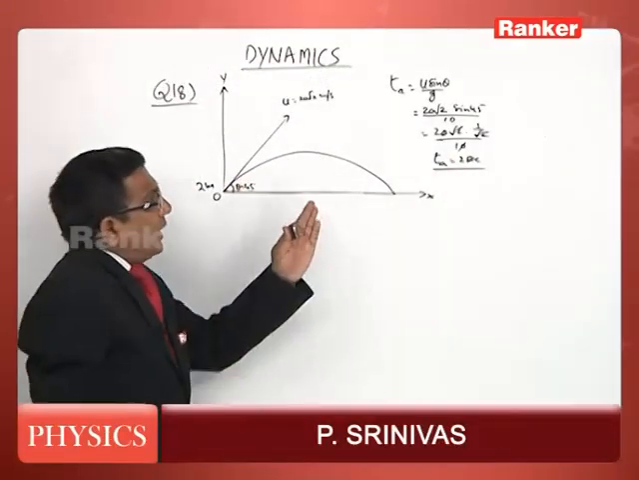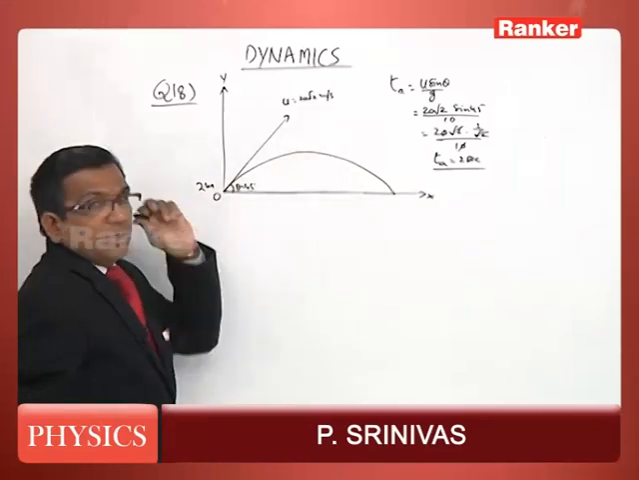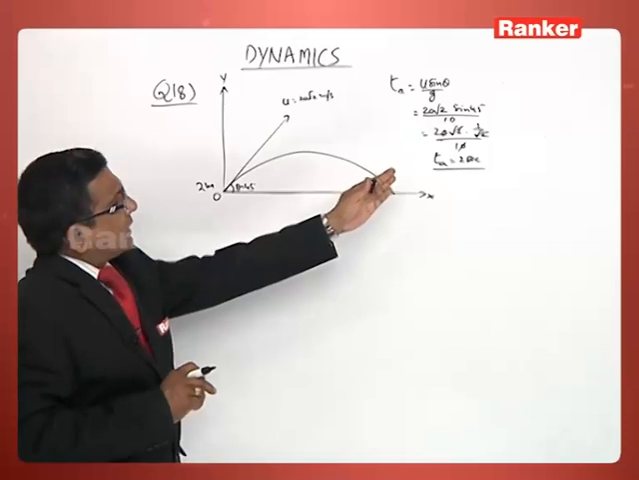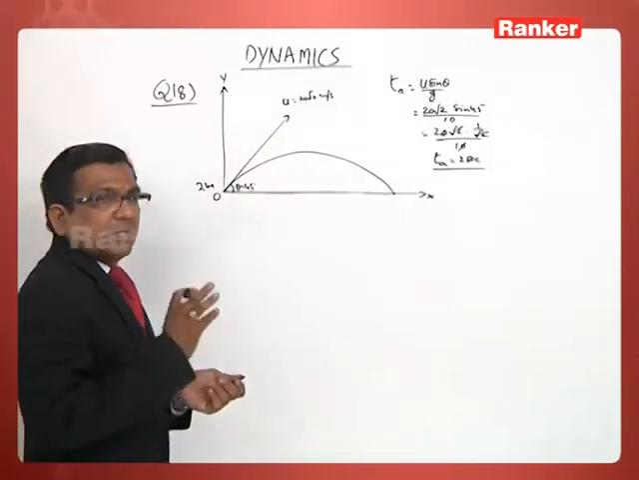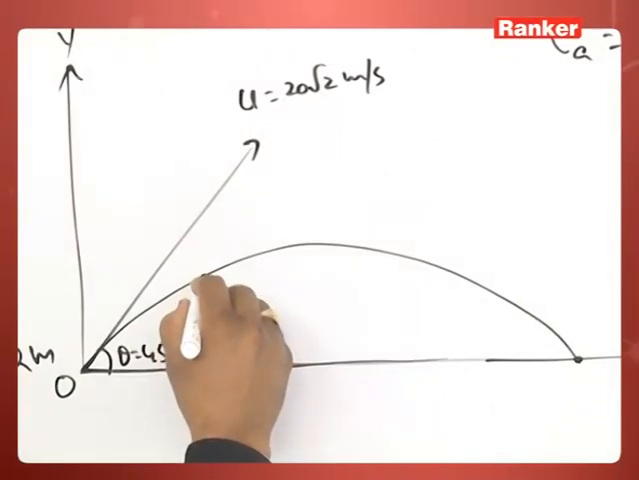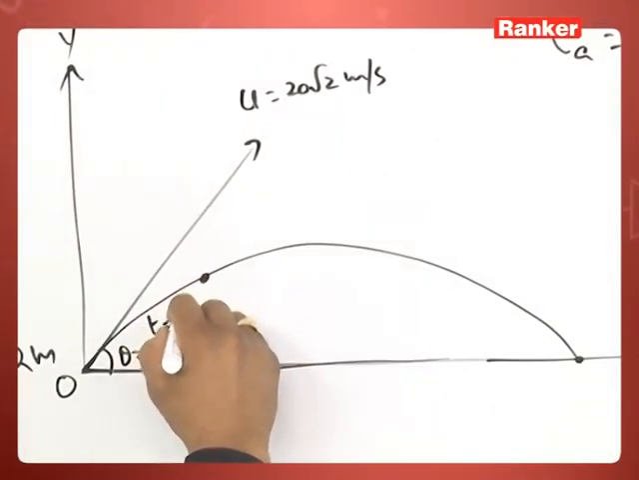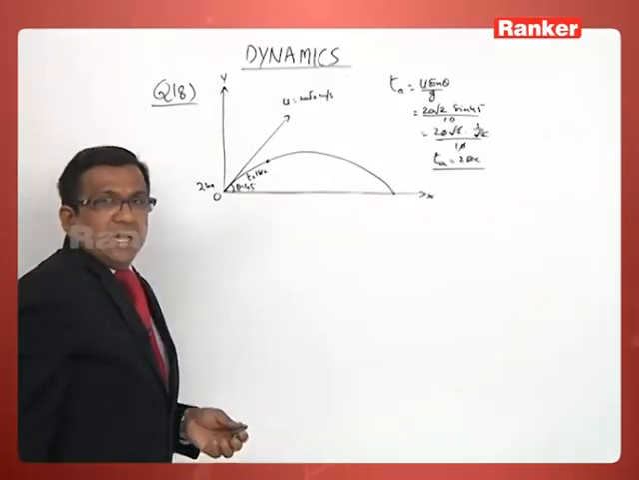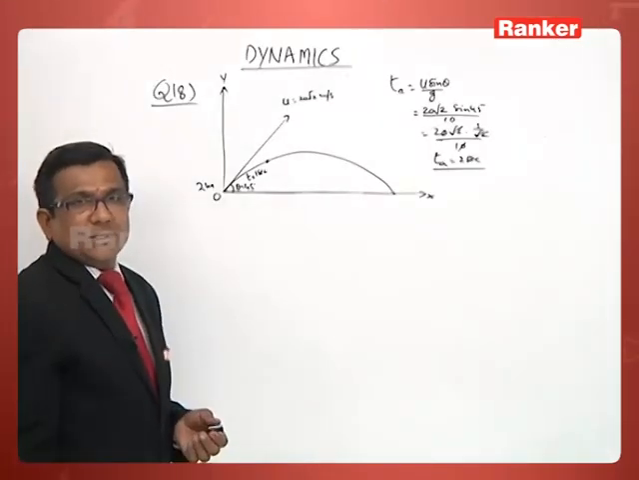That means it takes 2 seconds to reach the maximum height. But here it is given as 1 second. 1 second is less than 2 seconds. Therefore, definitely it is not at the maximum height. Somewhere here it is. After 1 second, this mass is somewhere here. When it reaches here, the explosion has taken place.